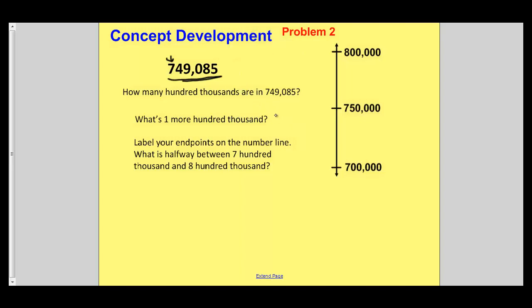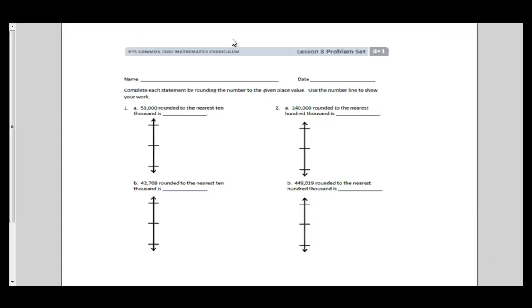So 749,000 is going to be really close to 750,000, so it's going to be about right here. So it would round to 700,000, okay? At 8. And you'll notice that the directions say complete each statement by rounding the number to the given place value. Use a number line to show your work.